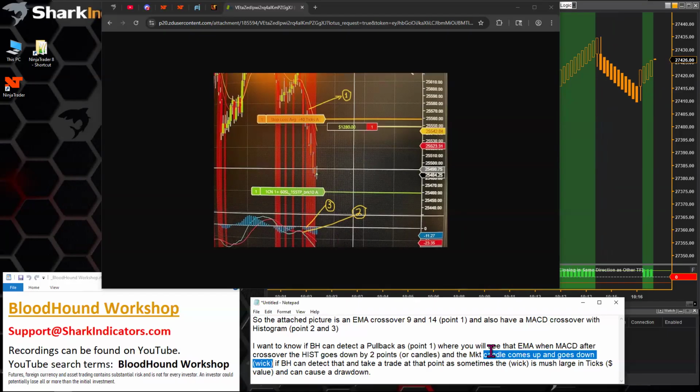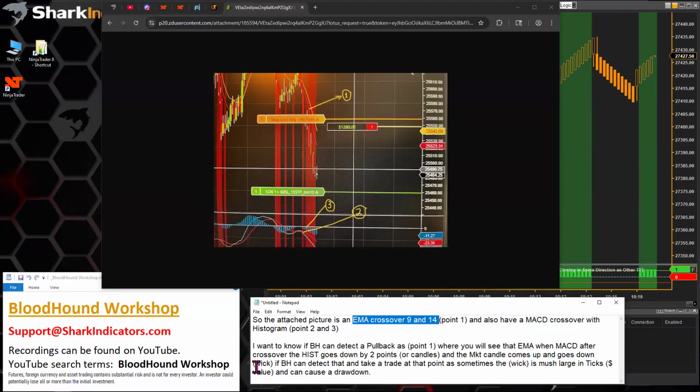Since this is a screenshot of an EMA cross down, this is a cross down for a short signal. And so as far as the wicks go, we want to identify an upper wick.